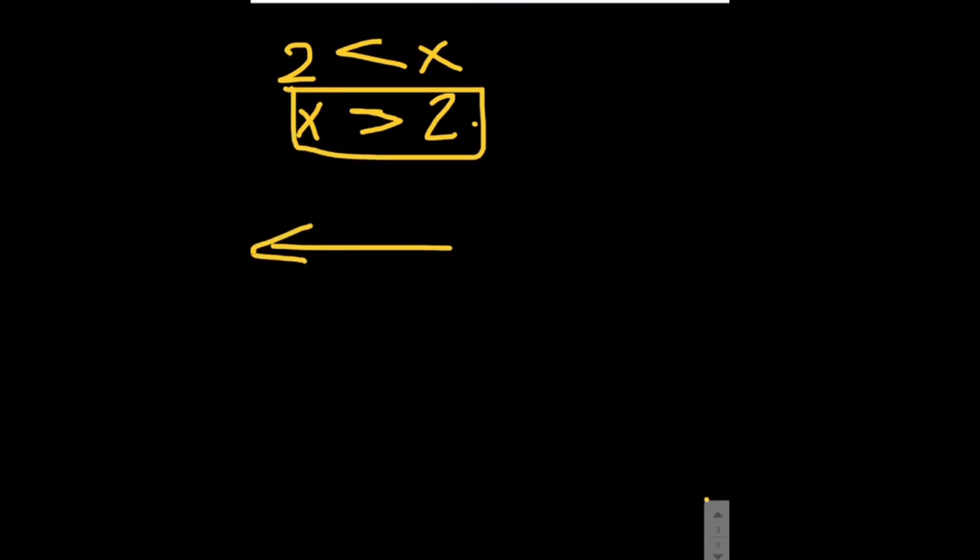Now I can just make a number line and put a 2. This one would be an open circle because there's no equal sign, and that would just go to the right. And we just make that. So that would be that. So hopefully this video helped you, and in the next video we'll be talking about writing and graphing inequalities.